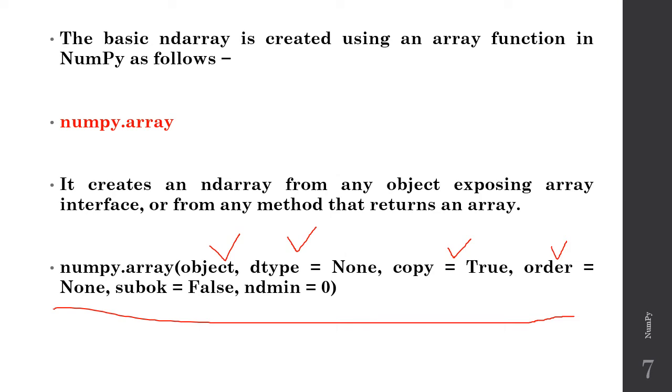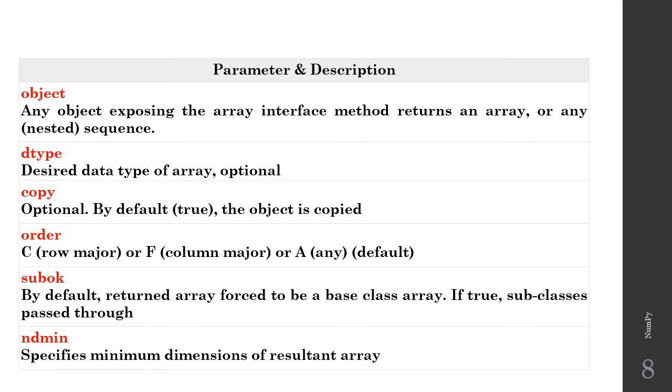So what happens when this function is executed? It will create an ndarray, an n-dimensional array, from any object exposing the array interface. Object is the first parameter, or it can be from any method that returns an array. So what are these parameters? Object: any object exposing the array interface method returns an array, or it can be any nested sequences.